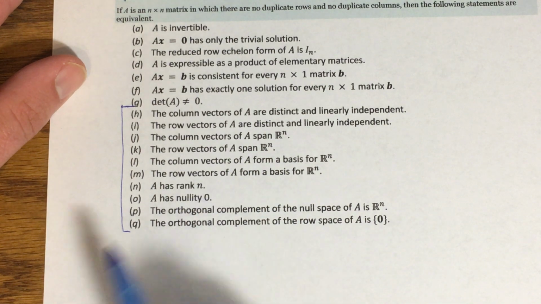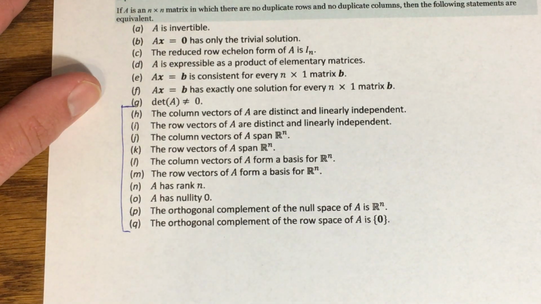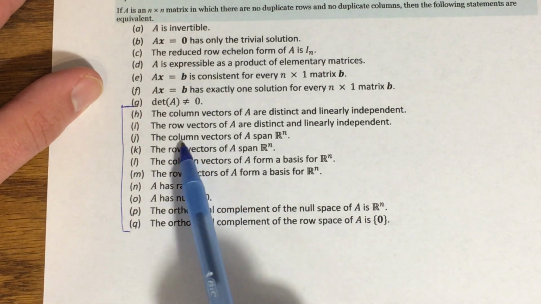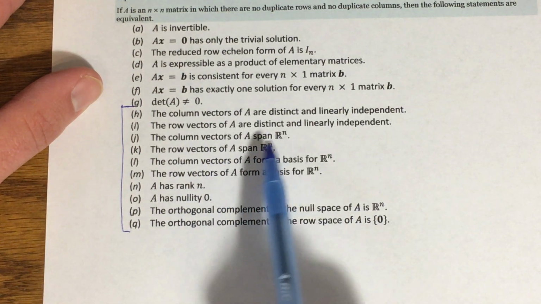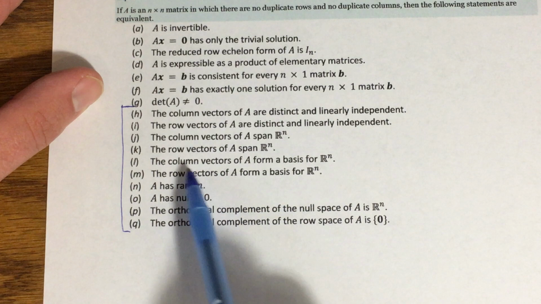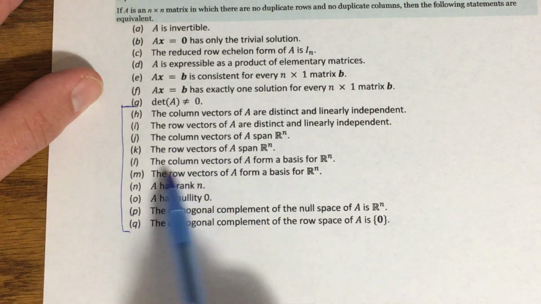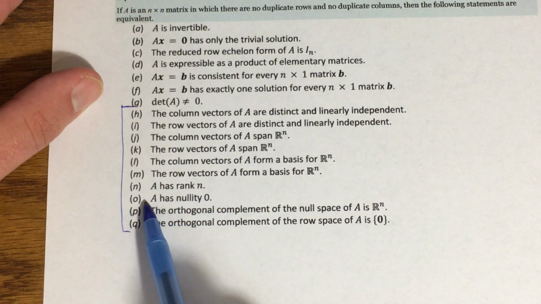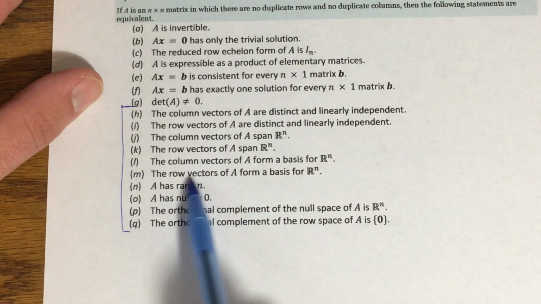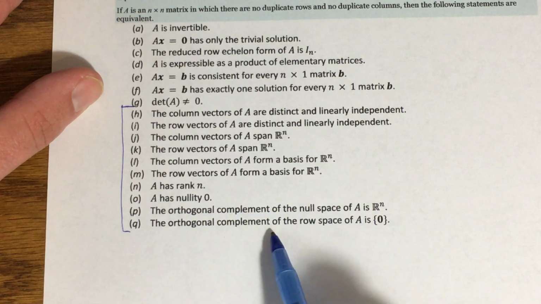But again, remember, the rank also gives us the dimension of the column space. So the same conclusion can be made for our column space. The column vectors of A form a basis for Rn, so that means they span Rn, and they're linearly independent. So that right away gives us n and o, h through k, and in fact it also gives us l and m, because that's saying that the column vectors and the row vectors both form bases for Rn.